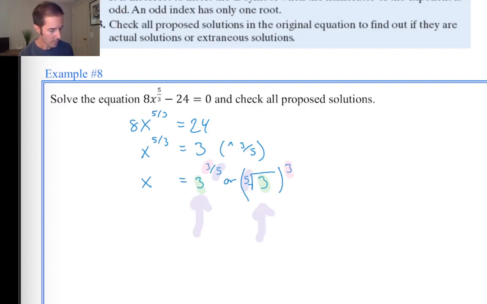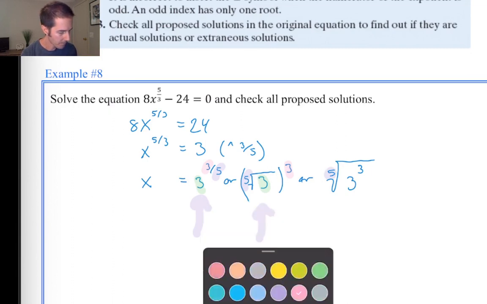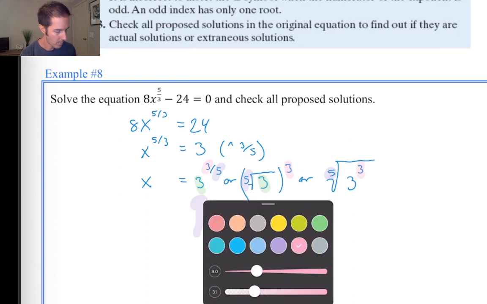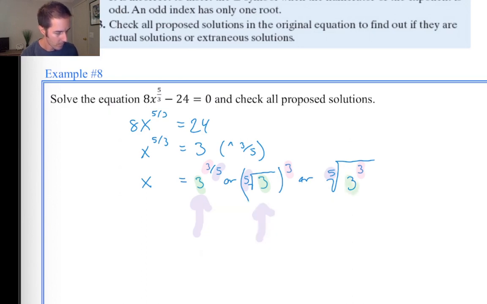The other option that you have for writing this solution is to take the 5th root of, and you can put the exponent on the inside. So you've got 3 to the third now. Let's see if I can find all of my different highlighting colors. The index is out here, it's the 5, and then the exponent is the 3, and all of those were operating originally on the green 3 that I've highlighted here.